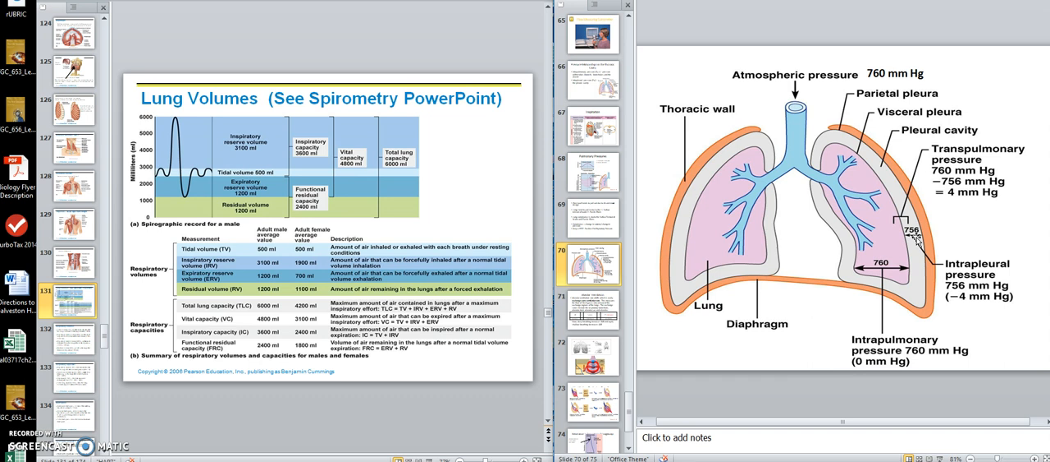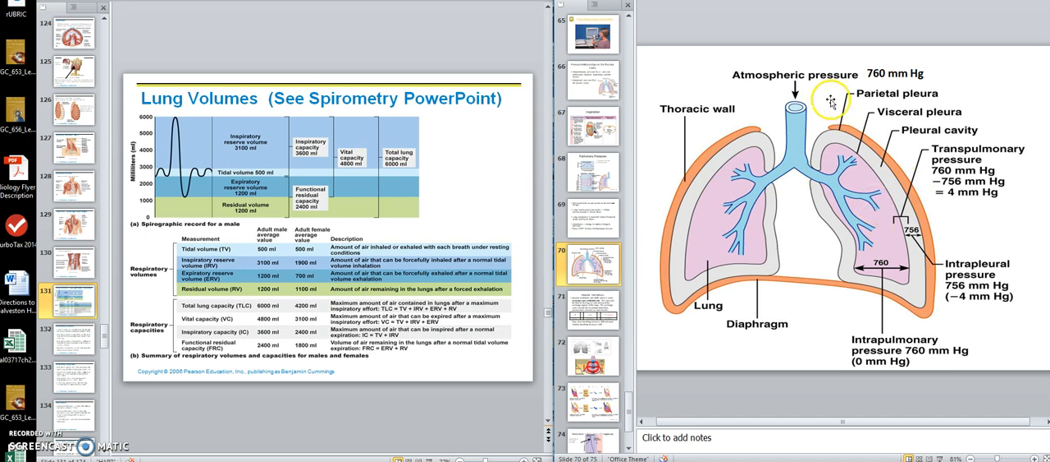When you went down two, because you pulled out on the lungs because of the water tension, that went to a 758. When that went to a 758, it's less than this, so air rushes in. So now, right now, you have an extra 500 cc's of air in there. So that was inhalation.